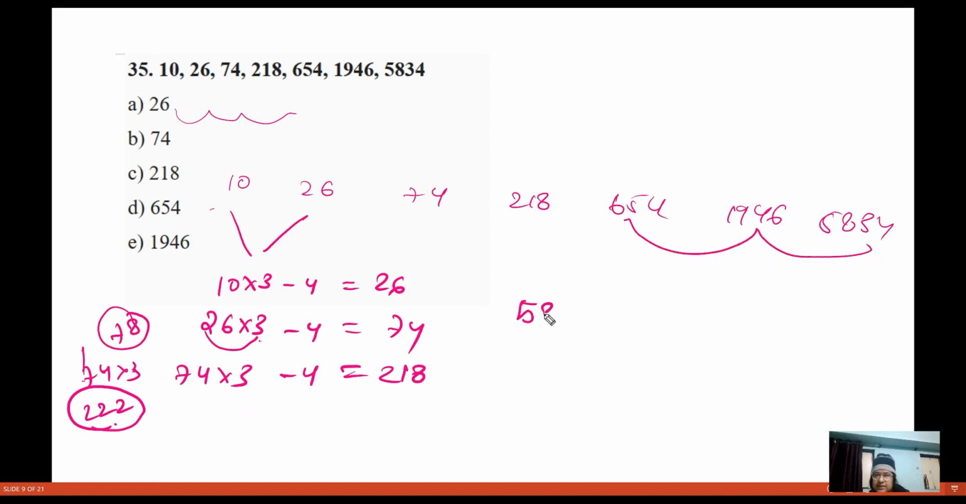Just take 5834 and multiply this by how much? Multiply this by 3, sorry, with the 3 we are multiplying, and just subtract 4. So how much are we getting? 4 threes are 12, 1 carry over, 3 threes are 9, 10, 1 carry over, 8 threes are 24, 25, 2 carry over, and 5 threes are 15. 15 plus 2 is 17, and then minus 4 we are doing here. So how much are we getting?